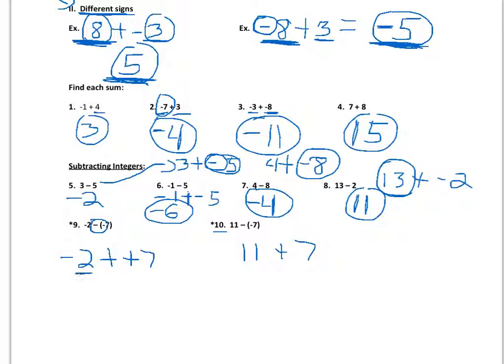Okay, negative 2 plus 7. Let's see here. If you're adding a negative and a positive, you take the difference of 7 and 2, which is 5. 7 is the bigger absolute value, which is positive, so this is positive. And then here, these are both positive, so 11 plus 7 is 18. Okay, should be a lot of basic stuff here. Okay, let's go to the next page.